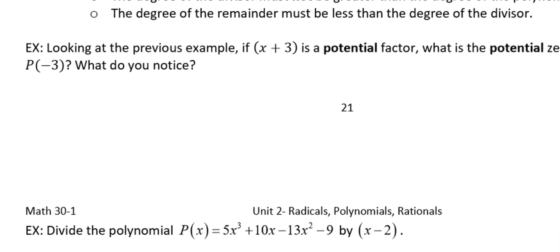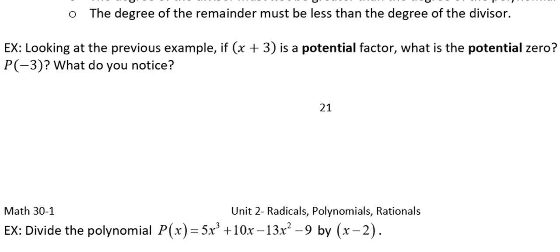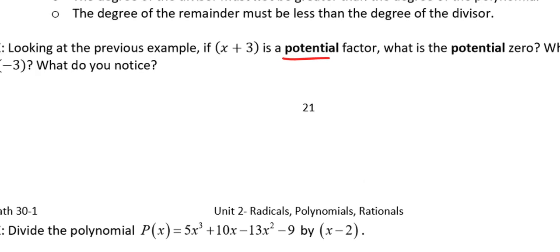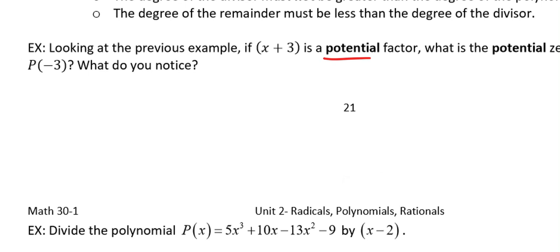But, okay, now let's look at this example. It says, looking at the previous example, if x plus 3 is a potential factor, so potential factor means we're thinking it might be a factor of this polynomial, what is the potential 0? So what we would do here, if we have a potential factor of x plus 3, then a potential 0 here would be x is equal to 3.